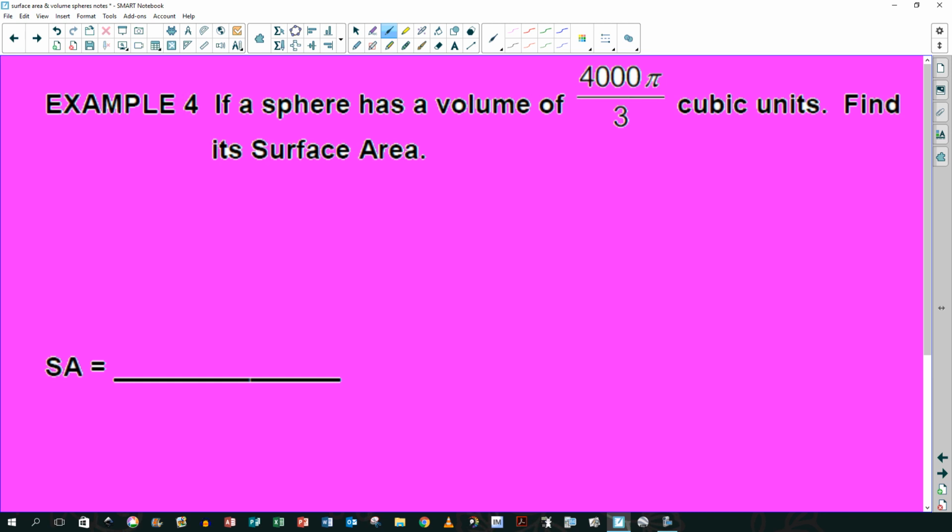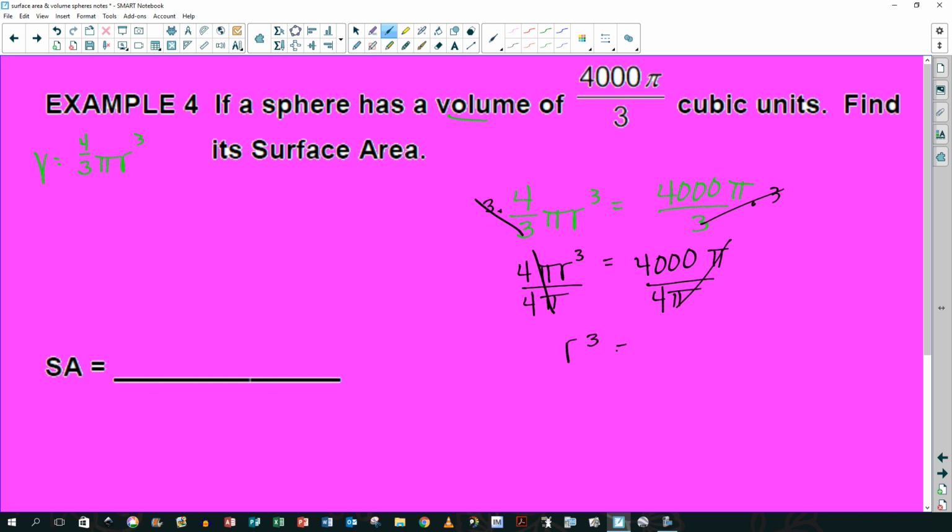Okay. Sometimes you'll be given the volume or the surface area, and you're going to be asked to find something else, which means you're going to have to work backwards. If I've given you the volume, then you need to set it equal to the volume formula. Since the volume formula is 4/3 pi r cubed, then you need to set 4/3 pi r cubed equal to 4,000 pi over 3. Okay, you have to set the formula equal to what it actually equals. Now, what you would do to solve this is multiply both sides by 3 so we can clear out the fractions. So now I'm left with 4 pi r cubed equals 4,000 pi. Now if I divide both sides by pi, the pi's will cancel out. And if I divide both sides by 4, I'm left with r cubed equals 1,000.